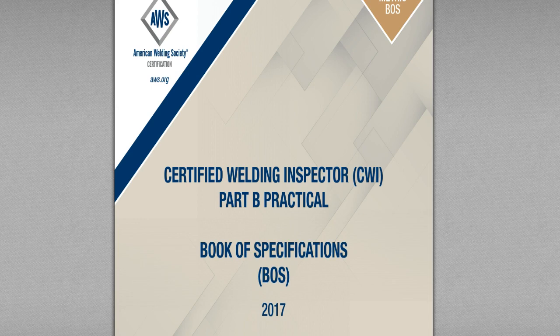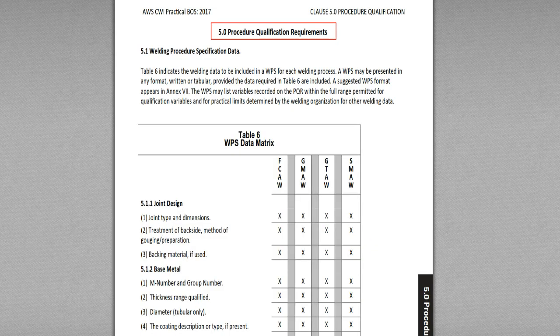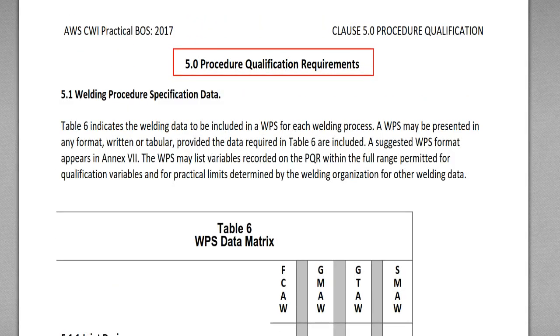Today we're going to start Chapter 5. The title of Chapter 5 is Procedure Qualification Requirements, which means WPS and PQR qualification requirements. I'm going to read out this specification and give you an explanation.